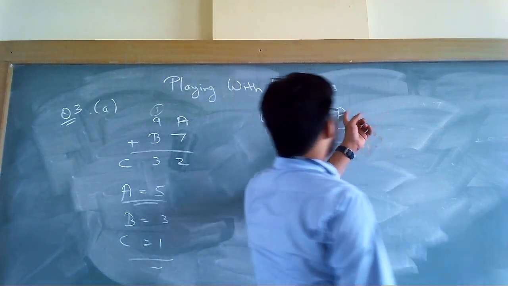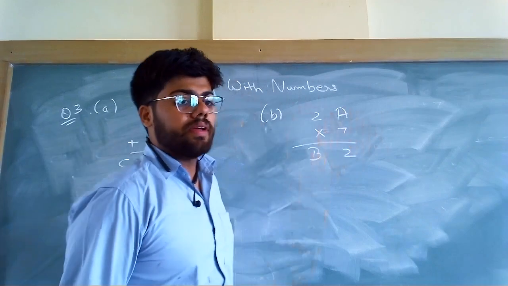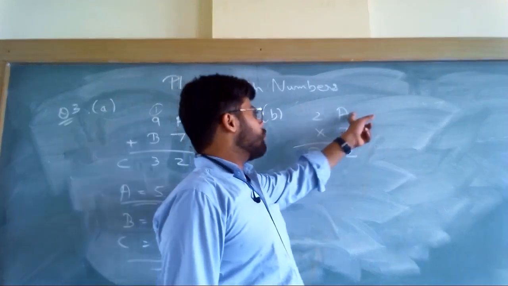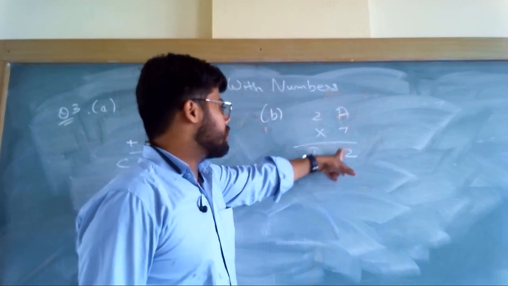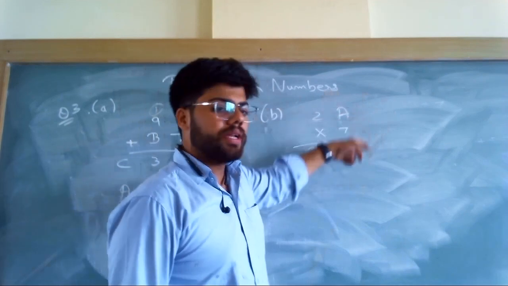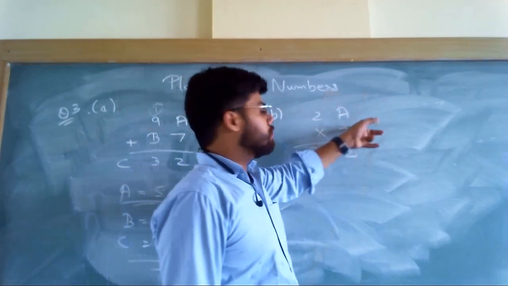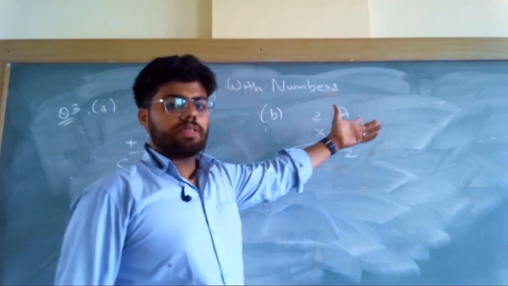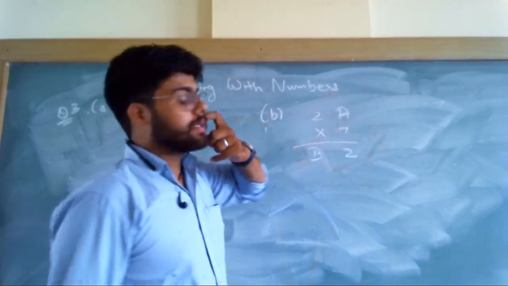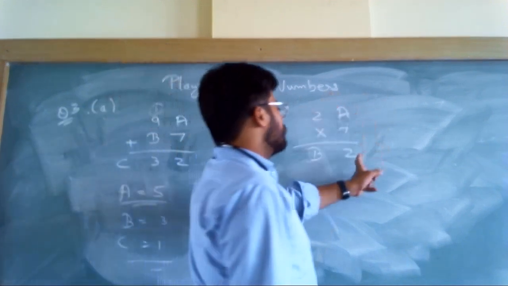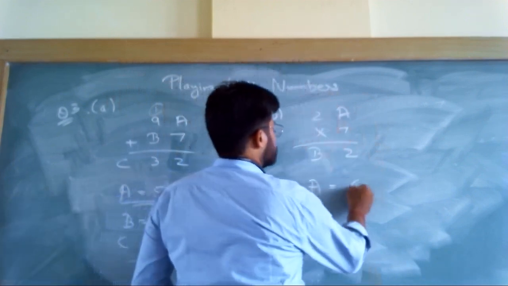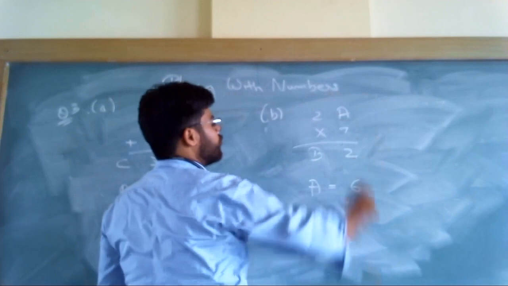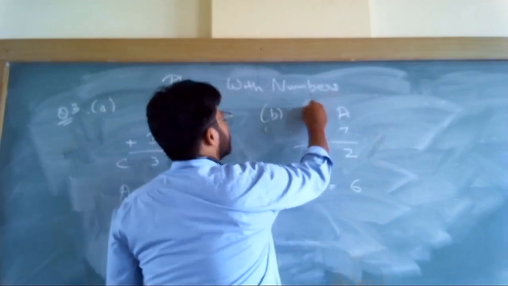Now, what value should I put here in the place of A? If I put 1, 7 ones are 7. 2, 7 twos are 14, 7 threes are 21, 7 fours are 28, 7 fives are 35, no. 7 sixes are 42, and 2 is there, which means 4 is carried. So what is the value of A? 6. Now 7 sixes are 42, 4 is carried, clear.